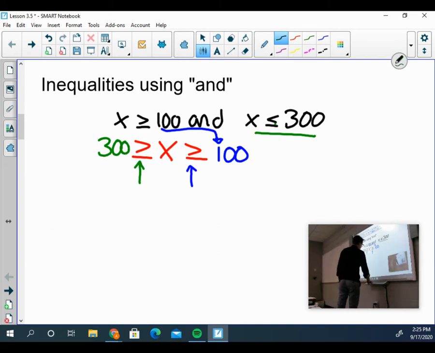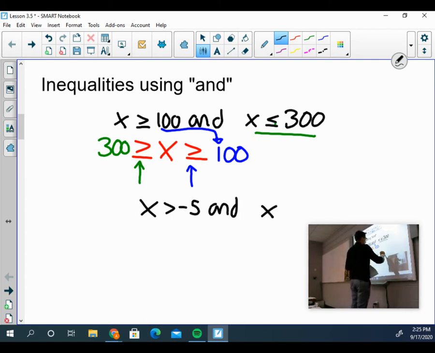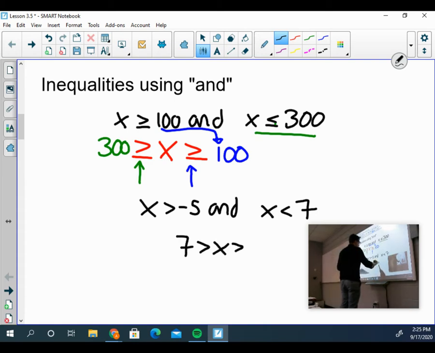Let me give you another example. If x is greater than -5 and x is less than 7, we would write that as a compound inequality by saying 7 is greater than x is greater than -5. With the and inequality, you can imagine x is smushed in the middle. Okay? So the question then begs, we've given two examples here.